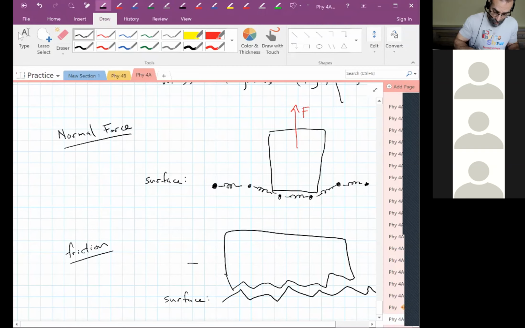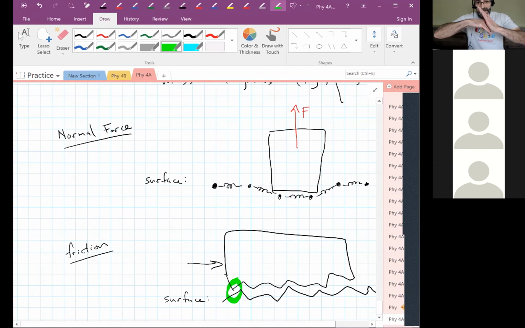Right? And we're pushing on it. So what happens right here? We have two surfaces that are sort of pressed up against each other, like a normal force, right? Like you pushing on the table or pushing on the wall. Those two surfaces are pushing on each other, and so it's preventing the object from sliding.